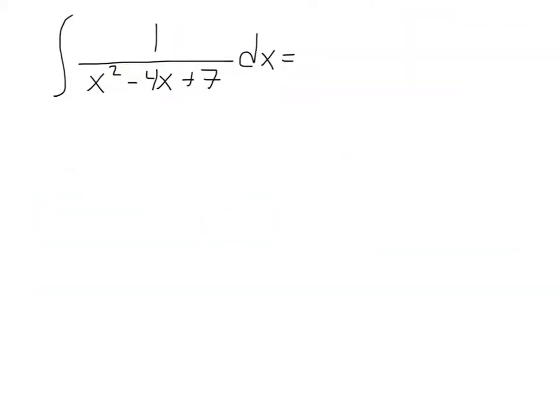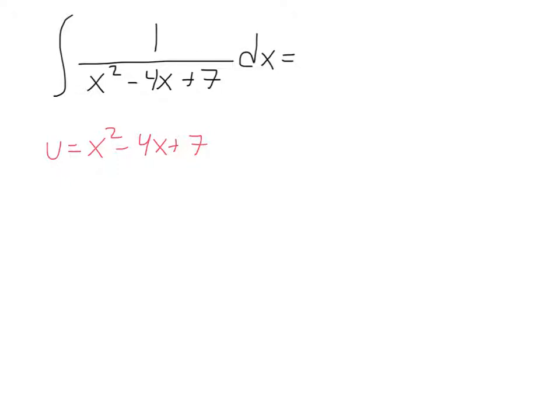All right, so for this one here, we have a quadratic on the bottom of our fraction, and that is it. So how are we going to go about this one here? Well, if you were to try something like u being x squared minus 4x plus 7, you're going to run into a lot of issues.